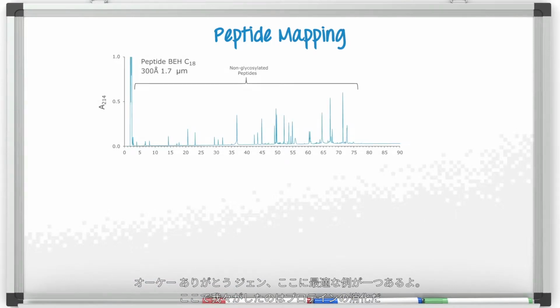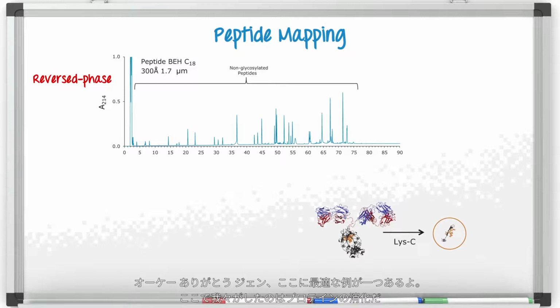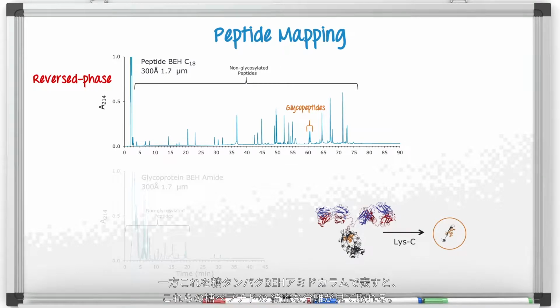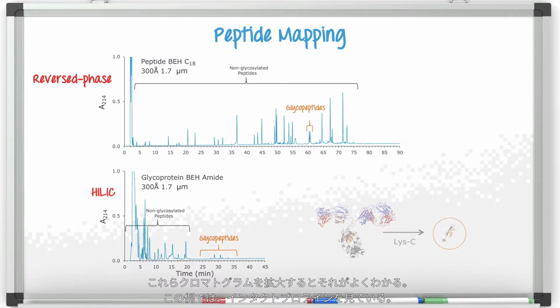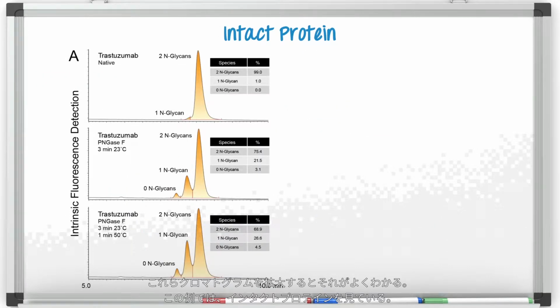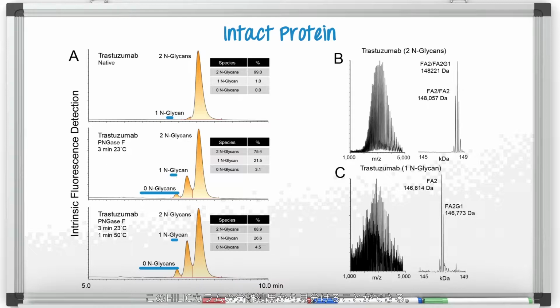Jen, here's a really good example. This is a separation of glycopeptides. We digested a protein, and on the top separation, we're looking at the separation on a reverse phase column where we basically have all the glycopeptides pretty much coming out under one peak. Whereas if we run this on the glycoprotein BEH amide column, we can see that we get a really nice separation of those glycopeptides. It's really clear when you zoom in on these chromatograms. In this example, we're looking at the intact protein. Based on whether the protein is occupied with 2, 1, or 0 glycans, we can distinguish between those in this separation on this HILIC column.